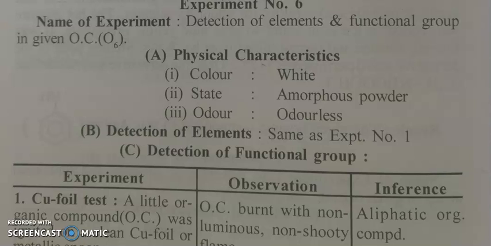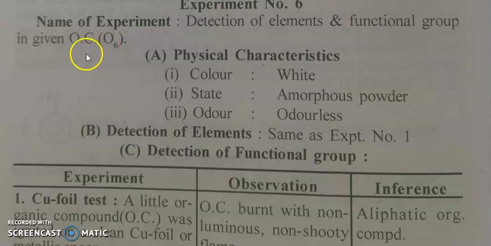Today in this video, I am going to discuss detection of elements and functional groups in a given organic compound. The organic compounds may be O1, O2, O3, O4. This is the nomenclature of unknown organic compounds. So what is inside, we don't know.